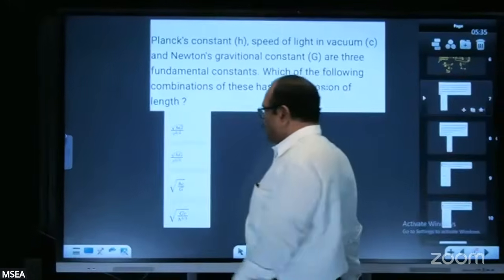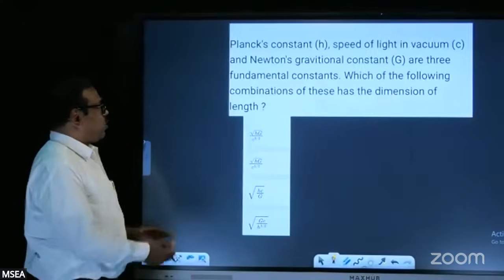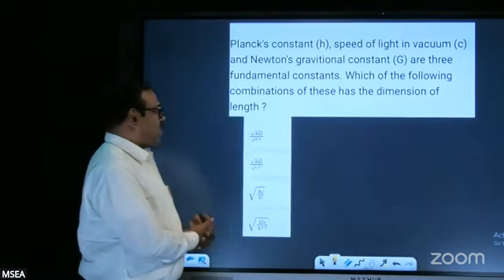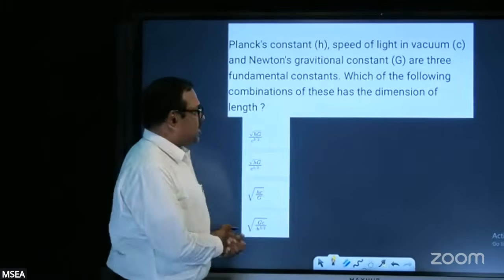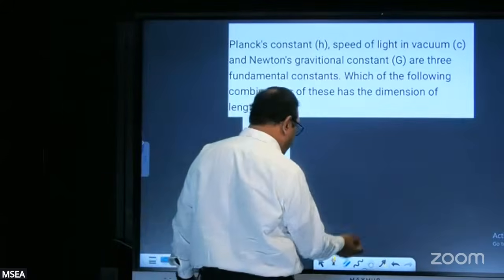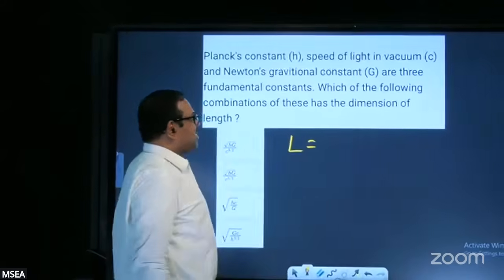Now, in this dimensional analysis question, let us take Planck's constant h, the speed of light in vacuum c, and Newton's gravitation constant G as the three fundamental quantities. Which combination of these has the dimensions of length? Then how do we do this type of question? So let us take length.